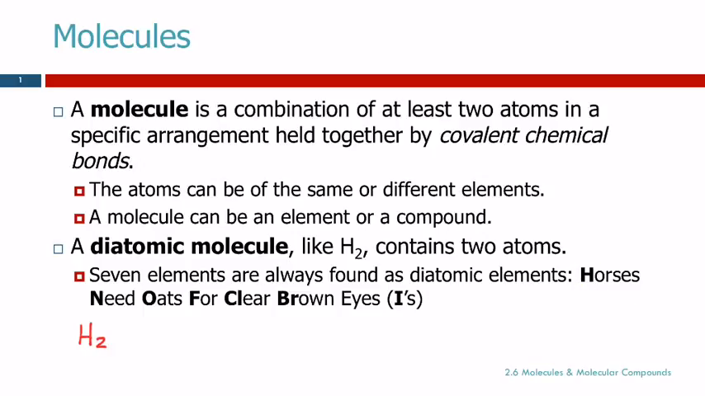Horses, H for hydrogen. Nitrogen does it for need. Oats, that's oxygen. F, that's fluorine. Cl is chlorine. Br is bromine. And then the I's part, nothing ever works out perfectly. That's iodine. So those 7 elements always make diatomic molecules: 2 atoms of the same element stuck together as a molecule.